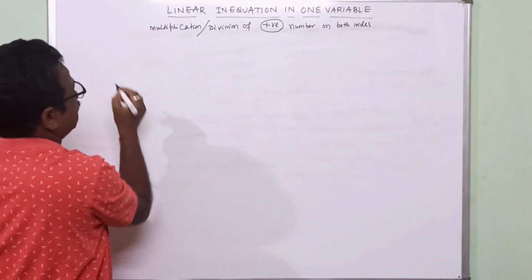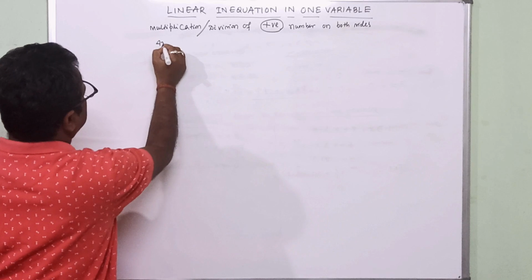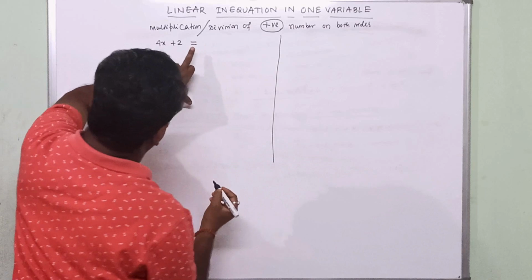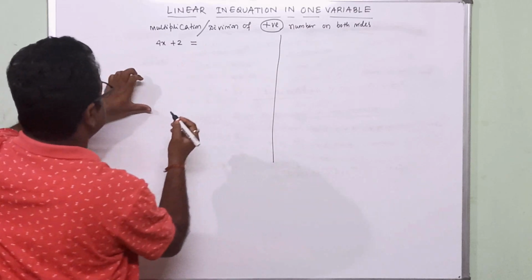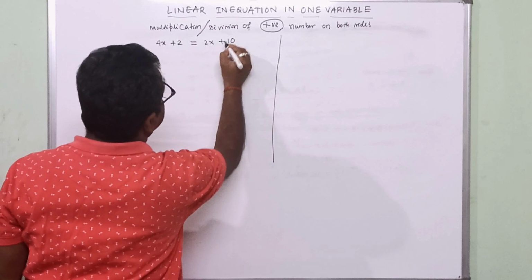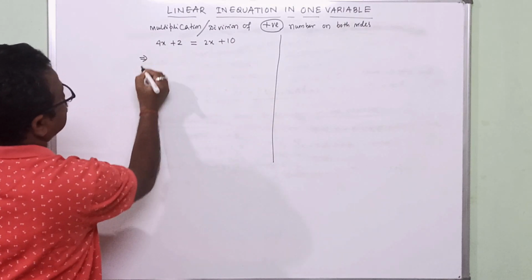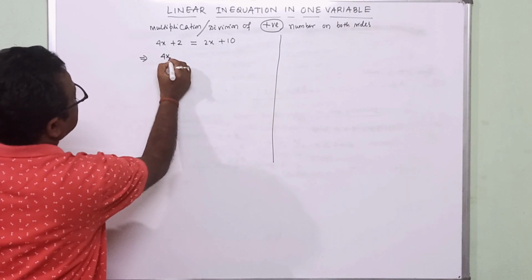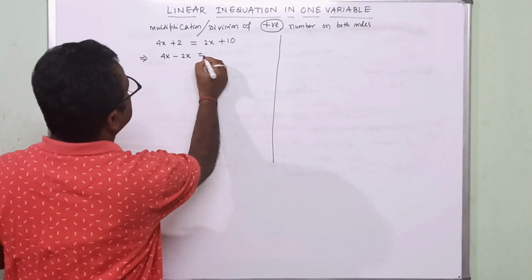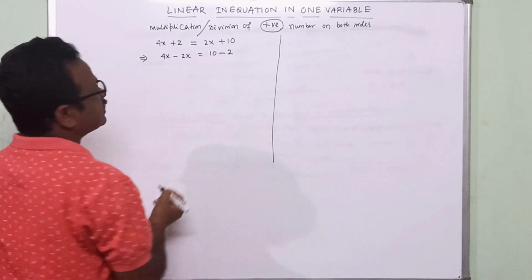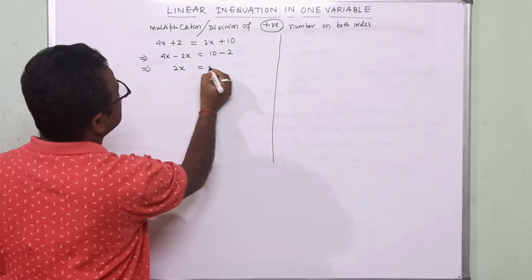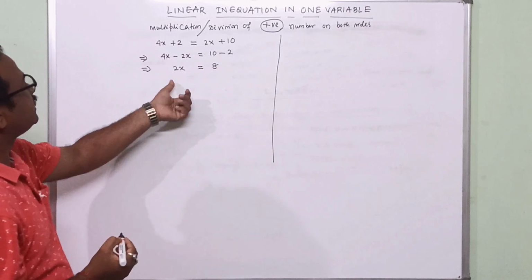So now suppose given 4x plus 2 is equal to 2x plus 10. This is your linear equation. That implies, first of all, 4x minus 2x, side change, sign change rule, is equal to 10 minus 2, side change, sign change rule. That implies 2x is equal to 8.